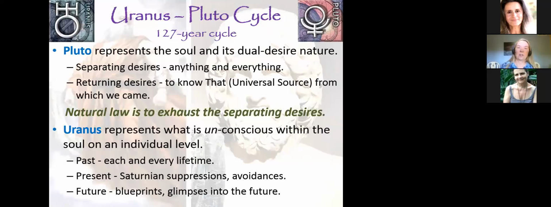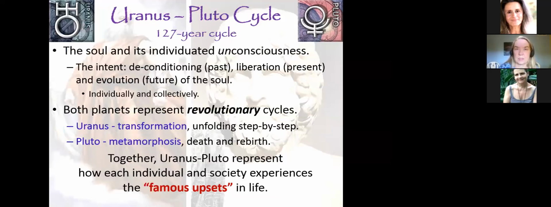And that individuated unconsciousness contains the past of each and every lifetime, including this one. It contains everything that we want to suppress in the present moment. We don't want to deal with it. We don't want to look at it. I'm going to just pretend this isn't happening in my life. And it also contains the future. And what we call those blueprints, or the glimpses that we get of where our own soul is wanting to move forward on an individual level.